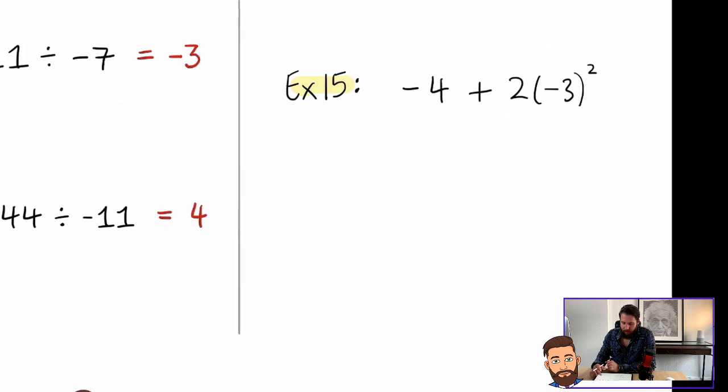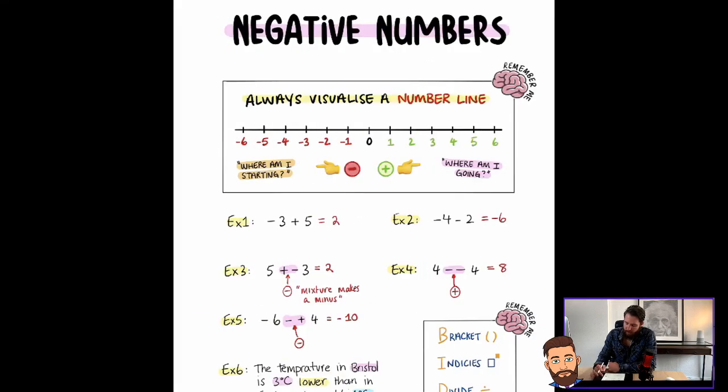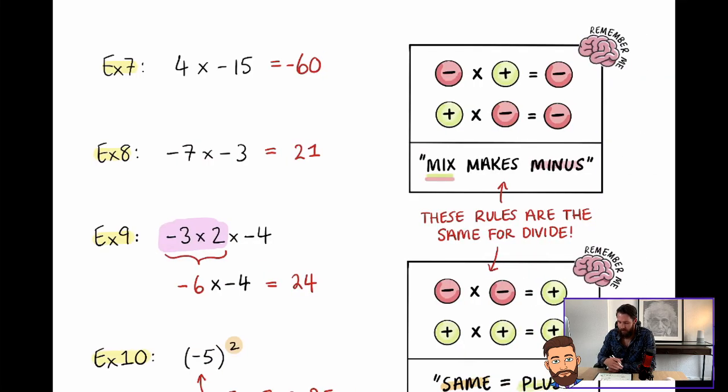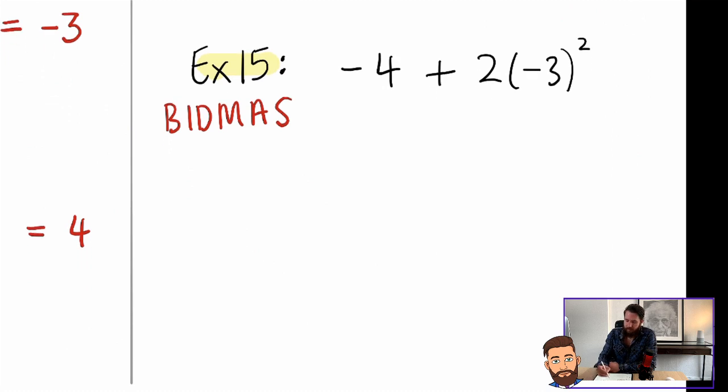And finally, example 15. We have got a lot going on here, and this is where BIDMAS is going to come into play. What does BIDMAS tell us? BIDMAS tells us brackets, indices, divide, multiply, add and subtract. We have to do things in that order if we have those elements. So what do we have in example 15? We have minus 4 plus 2 lots of minus 3 squared.